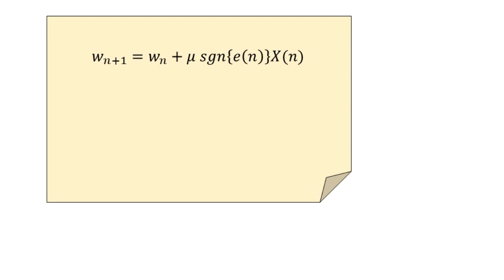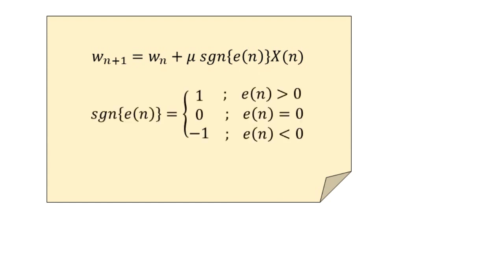So here SGN of E of n, the standard type of signal we have already discussed in the first chapter, takes only three possibilities: the positive 1 value when E of n is greater than 0, equal to 0 when E of n is equal to 0, and minus 1 value for E of n less than 0. So this is the signum function here.